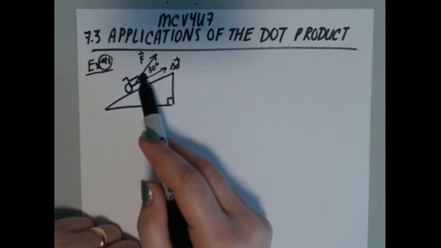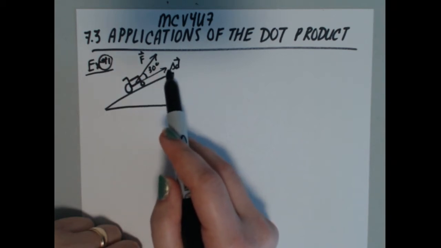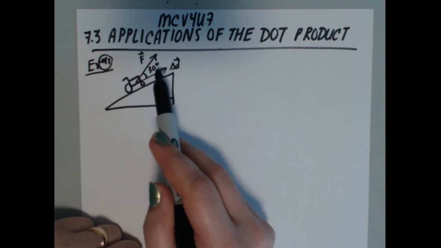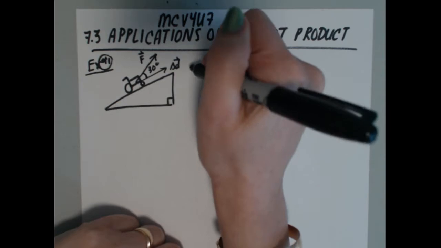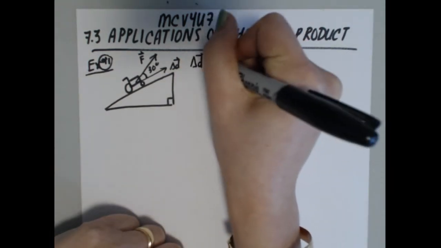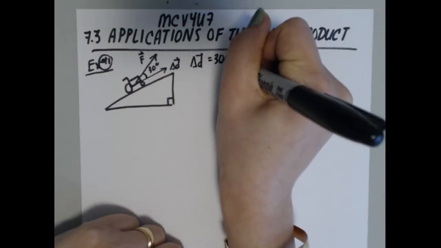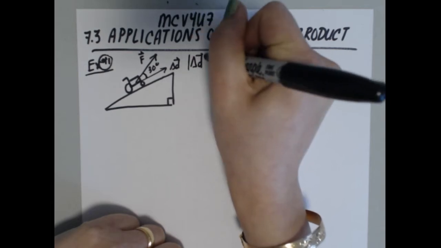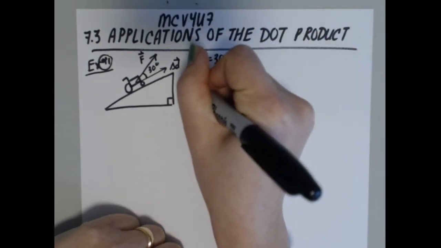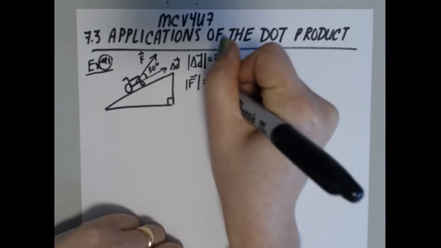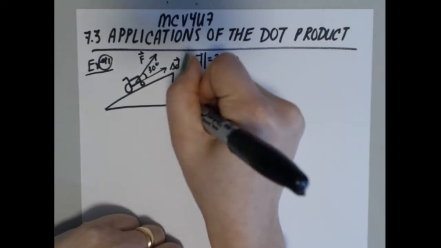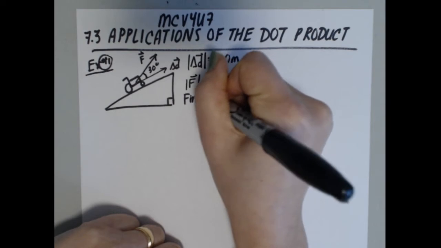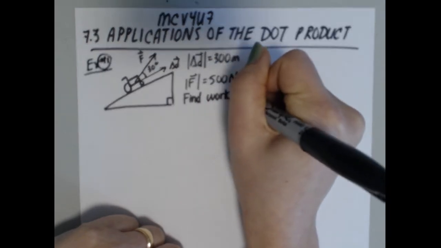So usually the way a question like this would be worded is that the force applied to the wheelchair is 30 degrees above the ramp. Okay, it wouldn't tell you that it's 30 degrees from the displacement. You have to put those other pieces together. Okay, so I know a couple things here. I know the displacement is 300 meters. Rather, this is the magnitude of the displacement. I know the magnitude of the force is 500 newtons. Okay, so the question wants me to find the work done.